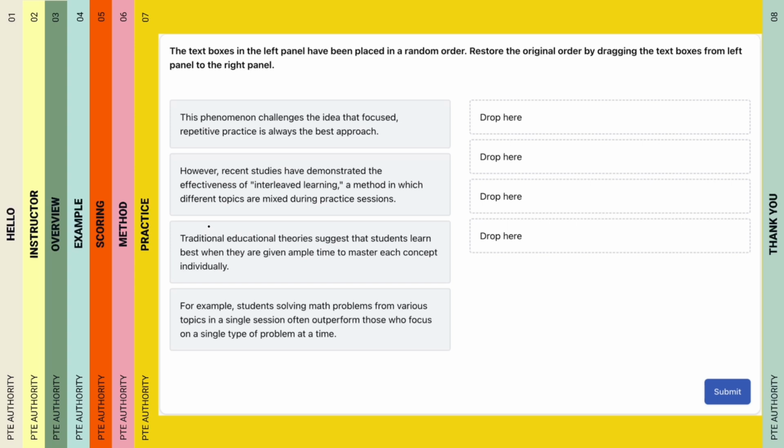Okay. Now, if you read through the paragraphs, you can see that this is a linking word. "However" seems like a contrast word to me. "Traditional education theory" doesn't look like a linking word or a contrast word. "For example" is again a linking word. So that means this should be the first sentence. Traditional education theory suggests that students learn best when they are given ample time to master each concept individually.